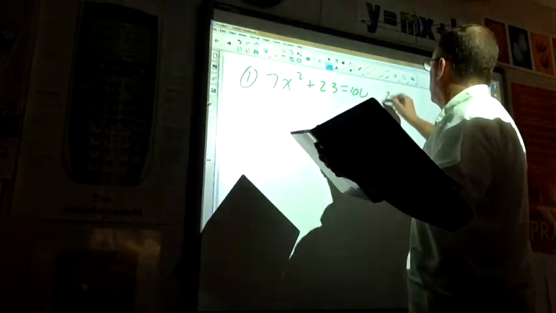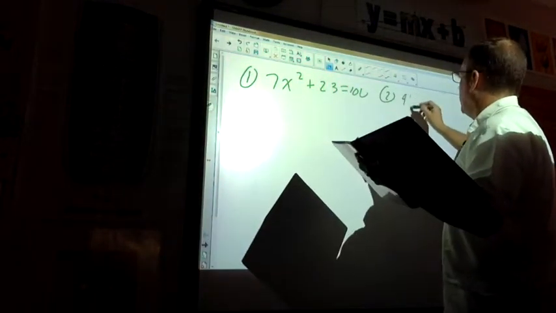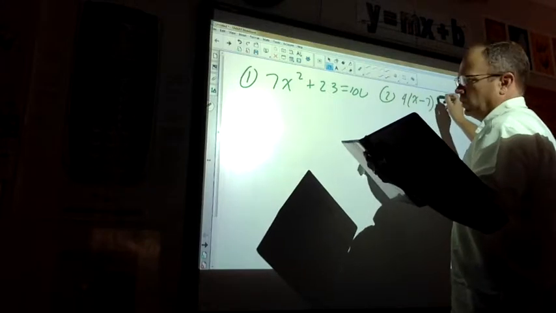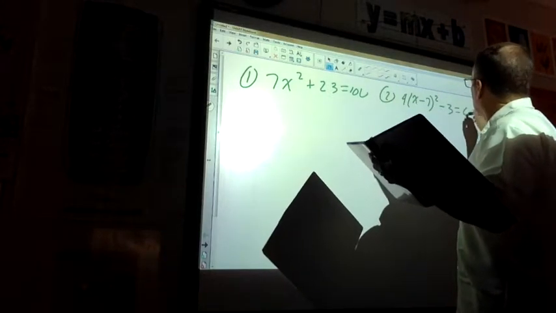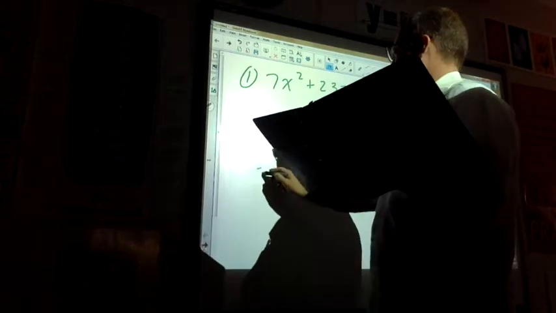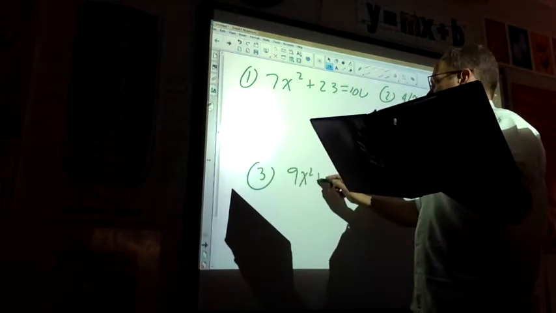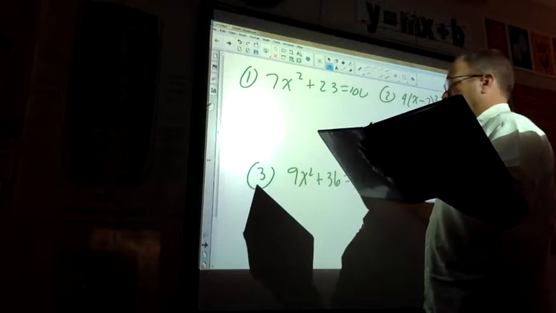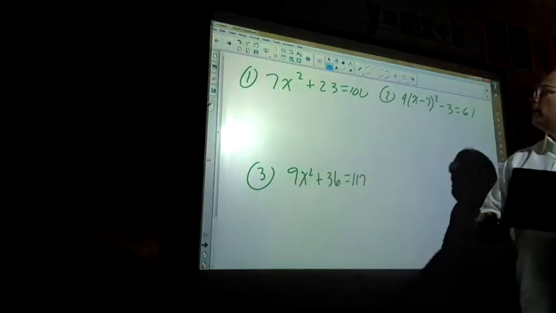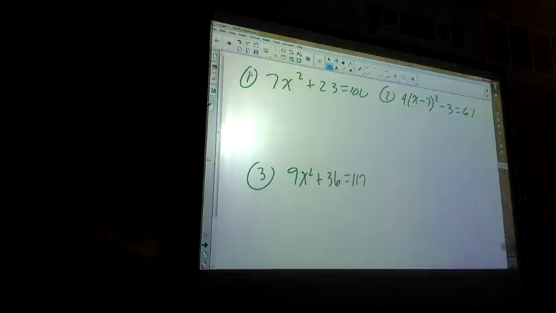Problem number 2, you have a grouped amount of stuff. And then problem number 3, you have this. The term that you are missing on each one of these is called the linear term. It's the b term. It's linear because it's just x raised to the first power.